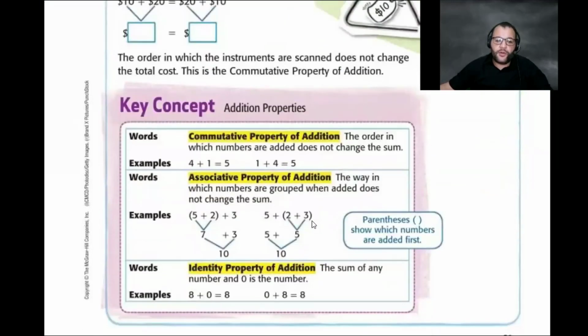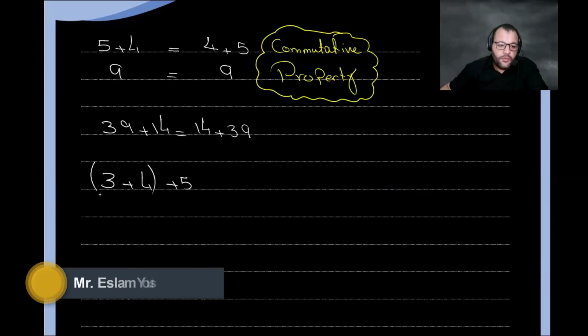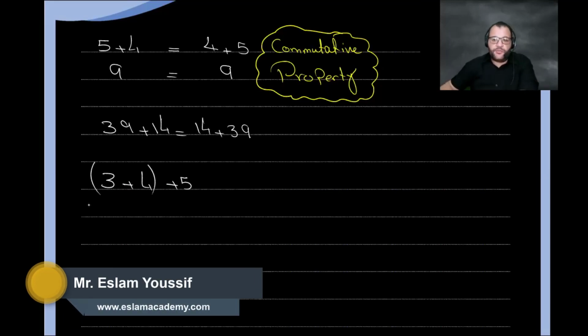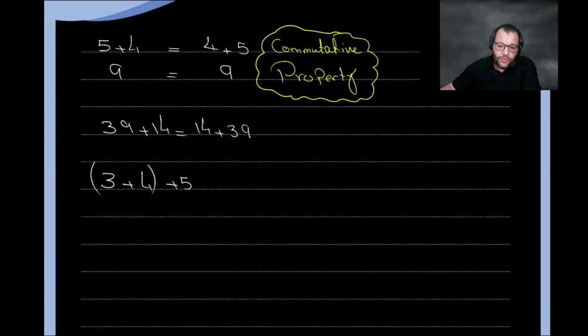The second property that we have is the associative property. When I say 3 plus 4 plus 5, but now we have 3 and 4 inside the brackets. Inside the brackets means this operation we have to solve at the first. 3 plus 4 equals? Abdurrahman, solve with me, please, this one.